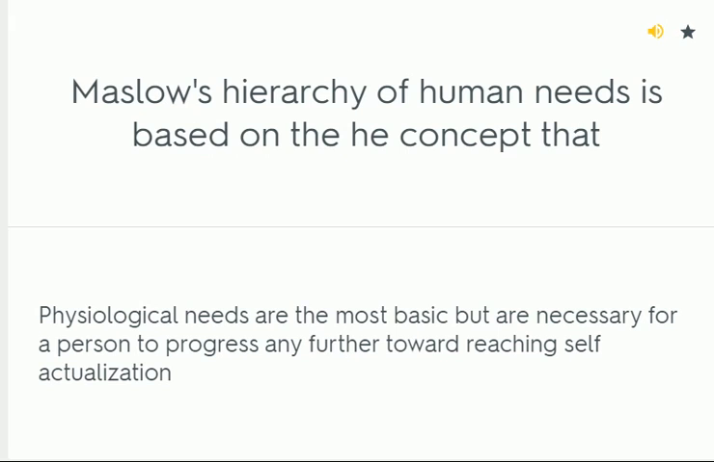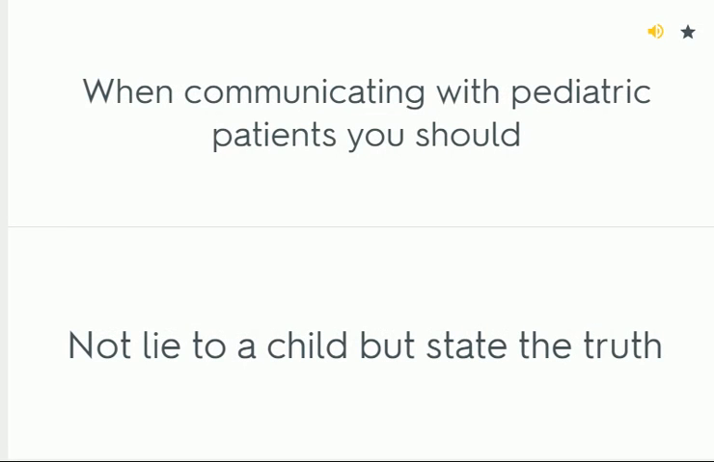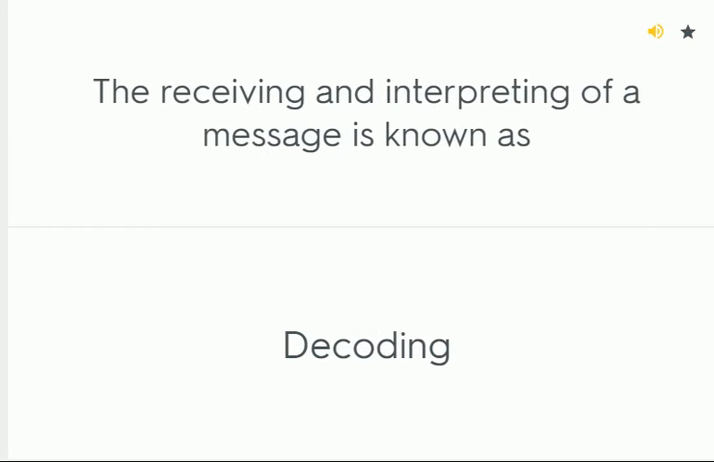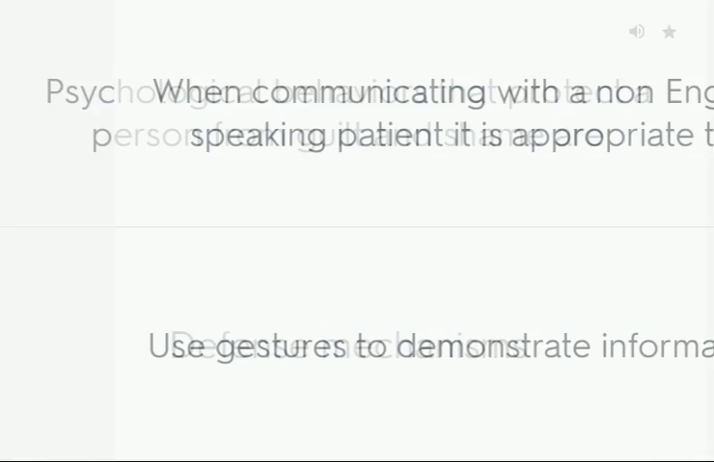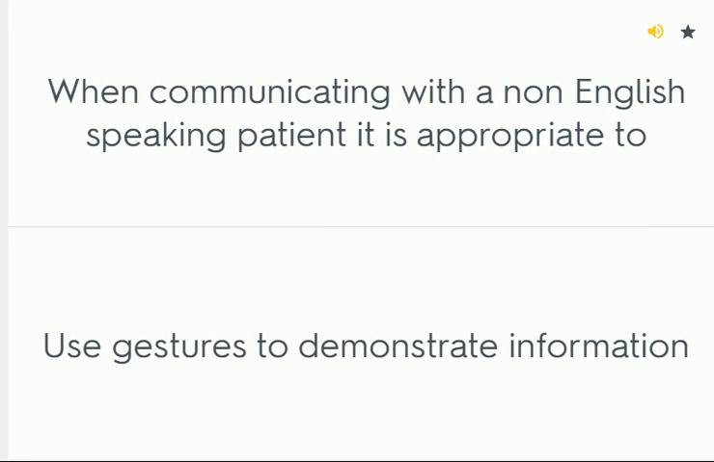Maslow's hierarchy of human needs is based on the concept that physiological needs are the most basic but are necessary for a person to progress any further toward reaching self-actualization. When communicating with pediatric patients, you should not lie to a child but state the truth. The receiving and interpreting of a message is known as decoding. Psychological behaviors that protect a person from guilt and shame are defense mechanisms. When communicating with a non-English speaking patient, it is appropriate to use gestures to demonstrate information.